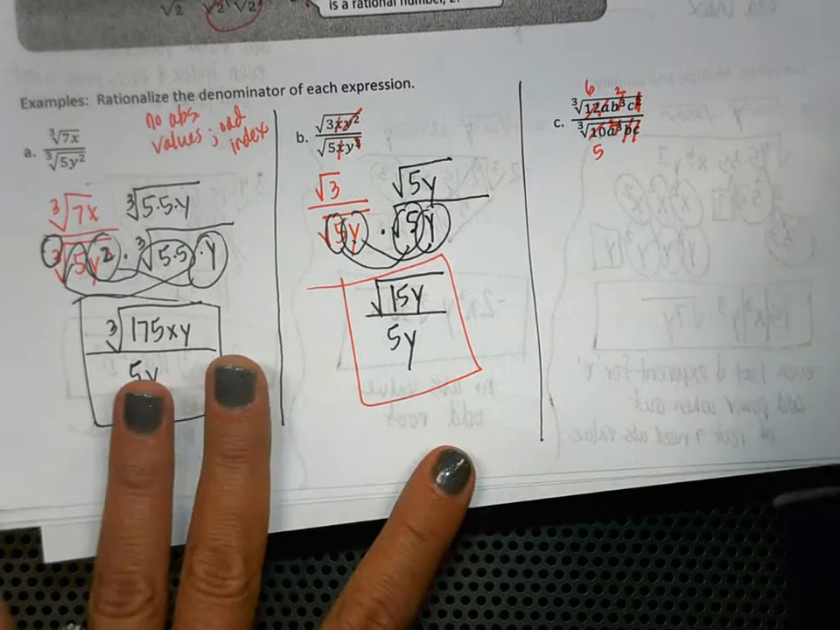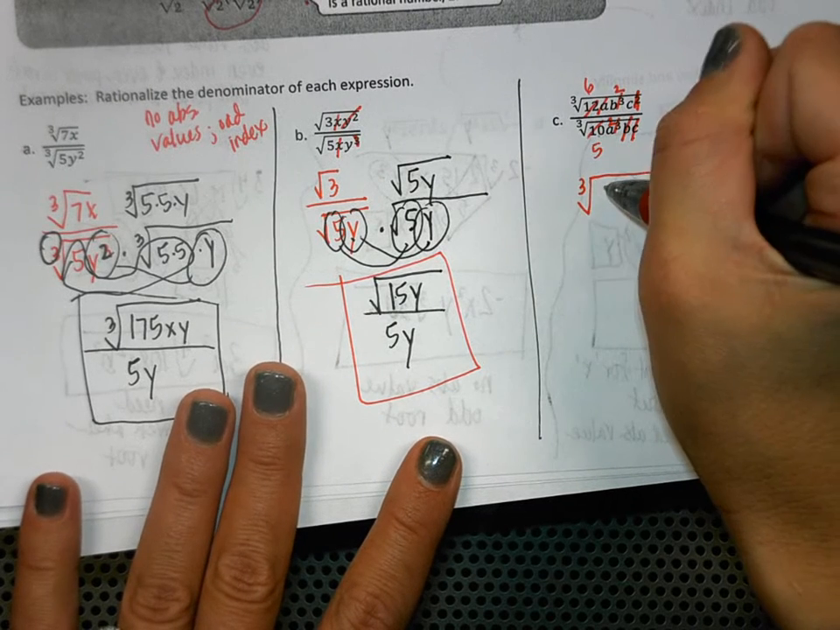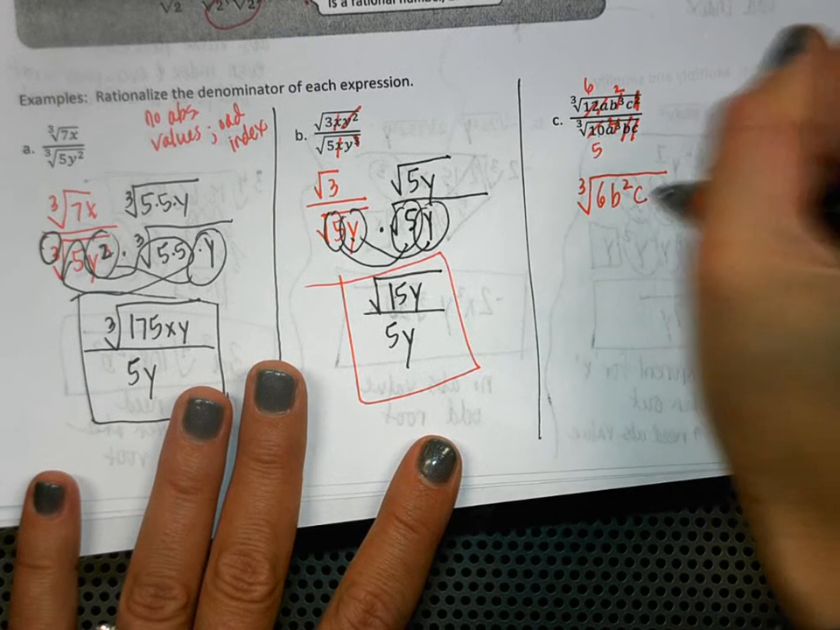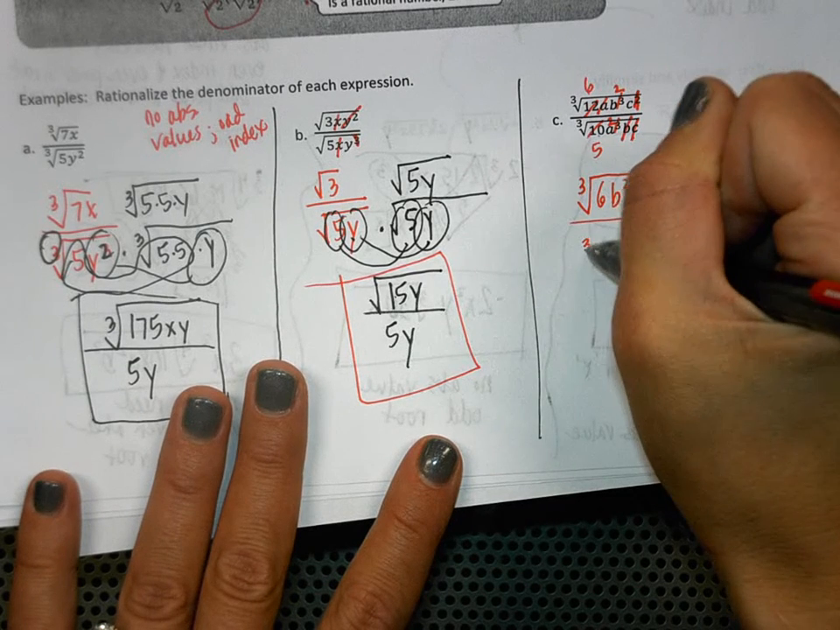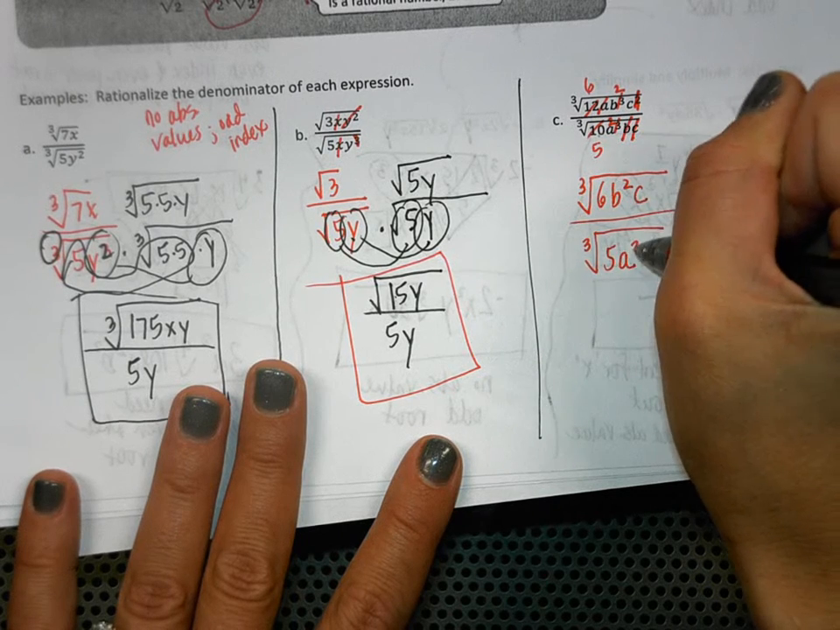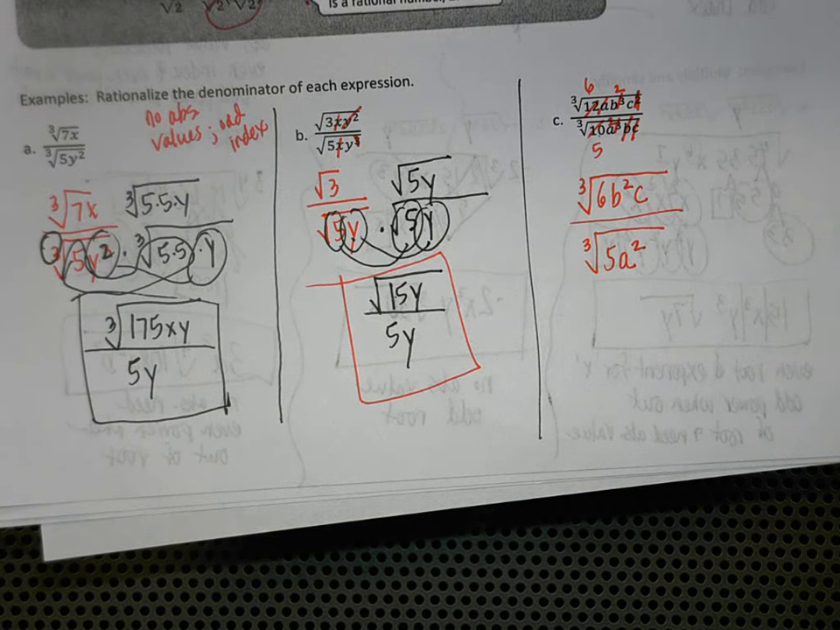So we'll go ahead and rewrite this. We have the cubed root of 6b squared c on top, and on the bottom I have the cubed root of 5a squared. Do we all agree with that? Okay, so we need to rationalize the denominator. When we rationalize the denominator, that's when we're getting rid of the root in the denominator. So what will I need to do?